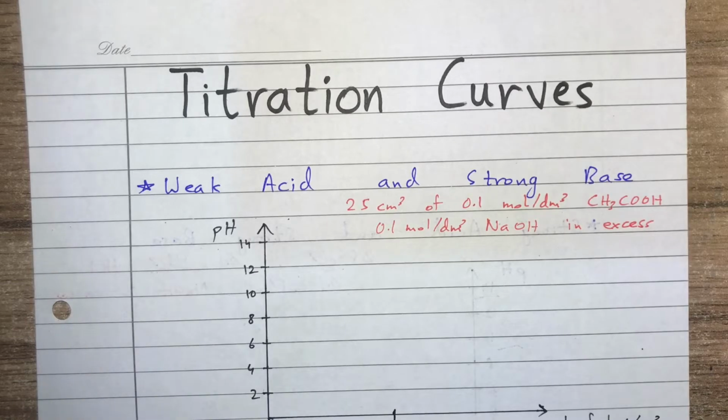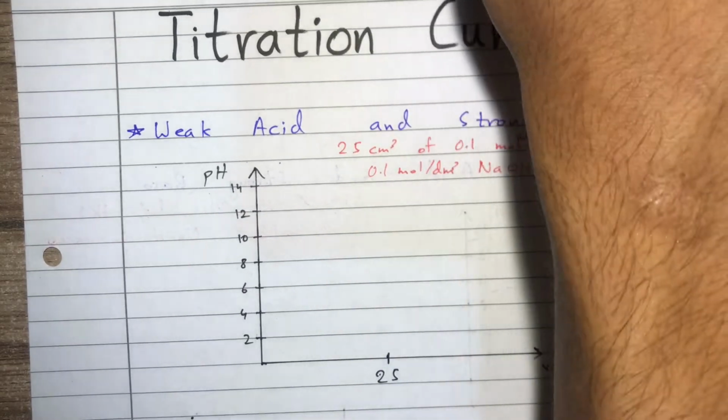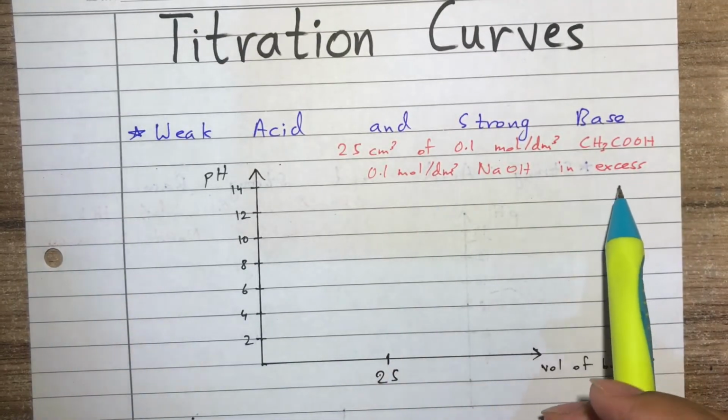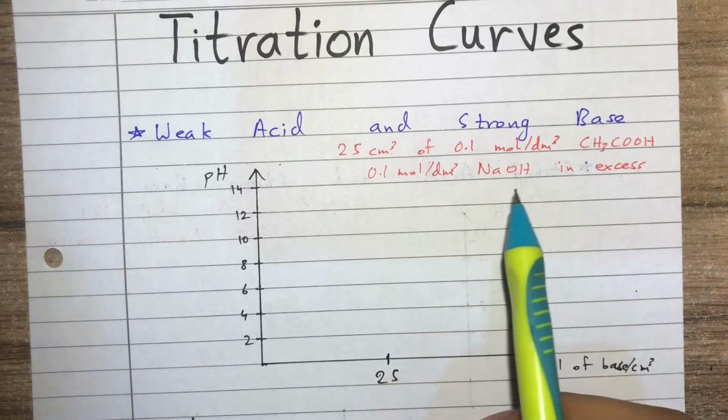Titration curves or pH curves, there are basically three basic graphs. The first one is for weak acid and strong base. The weak acid is CH3COOH, the ethanoic acid. The strong base is NaOH.